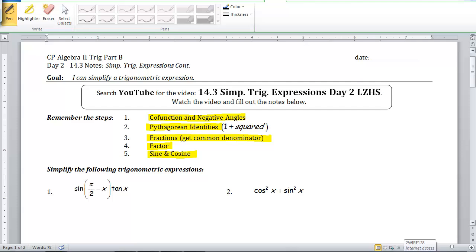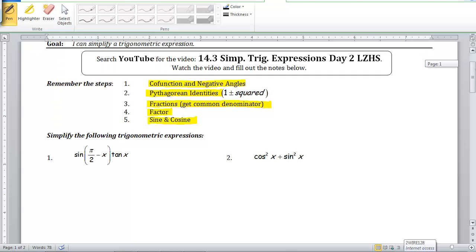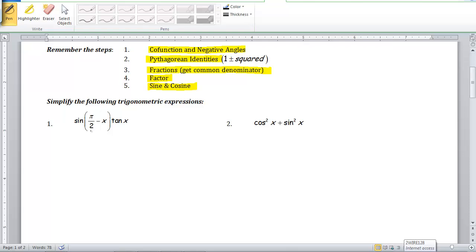In this first trigonometric expression, we can notice that we have a co-function identity. Right here, the sine of pi over 2 minus x is the same thing as the cosine of x. We still have that multiplied times the tangent of x. If I go down my list, there is no Pythagorean identity. I do not have any fractions. I do not have a common factor to take out. And so I'm left with changing things in terms of sine and cosine.